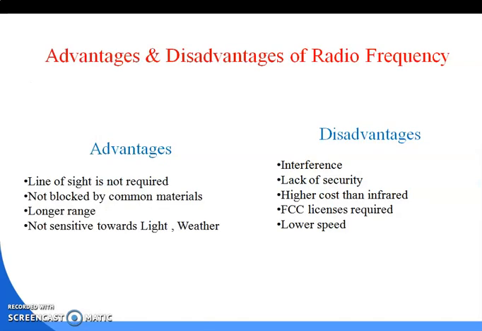Again, what are the advantages and disadvantages of radio frequency? Advantages: line of sight is not required like infrared, not blocked by common materials, longer range, not sensitive towards light and weather. But on the other hand, what are the disadvantages? The interference, lack of security, higher cost than infrared, FCC license required, and the lower speed. So these are the disadvantages of radio frequency.